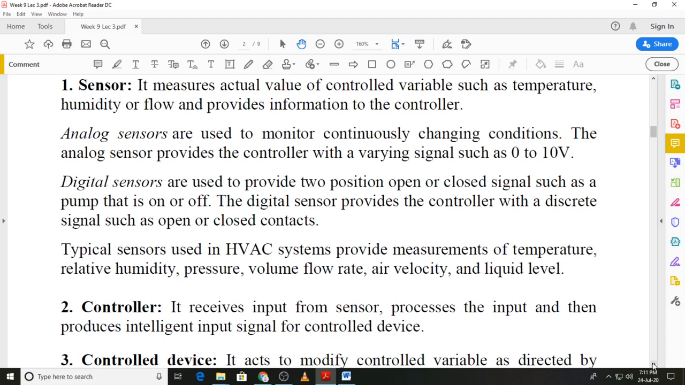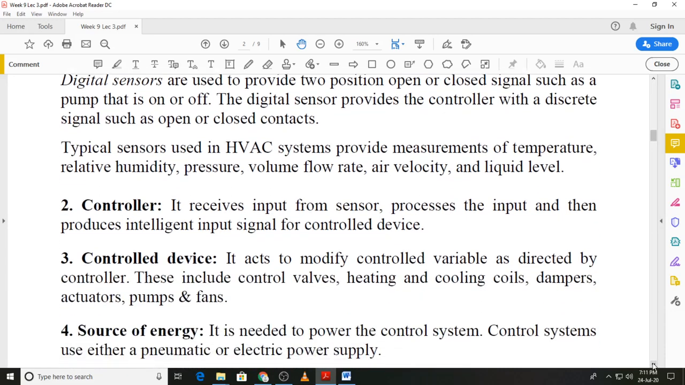The control device will definitely, as the name implies, control the variable. So the control device may be a control valve, it could be a damper, it could be the coils for heating and cooling, that means we are controlling the flow rate. It can also control the speed of fans or pumps. So you can have these typical devices or components which are controlled in an HVAC system.